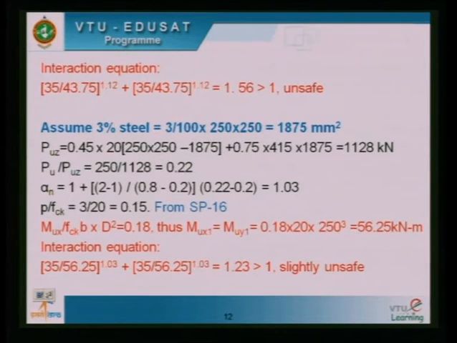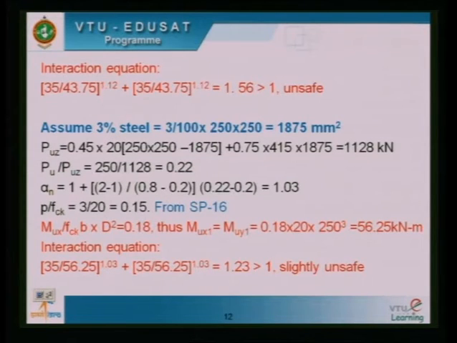Now we need to increase the percentage of steel. Students, please see here. We started with 2% of steel, our interaction value is something like 1.5. Now we need to reduce this 1.5 by about 50%. So what I do next is to increase my reinforcement by about 50 to 60% or so. I really don't know whether it is going to be satisfied or not, but I have tried with 3% of steel. There is no point in trying with 2.5%, 2.75%, things like that.